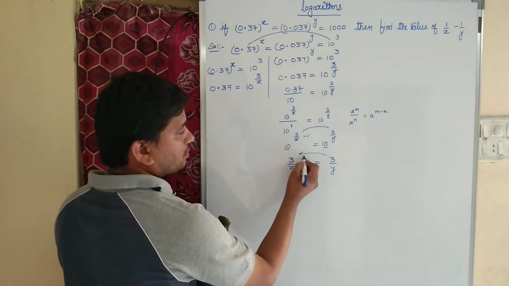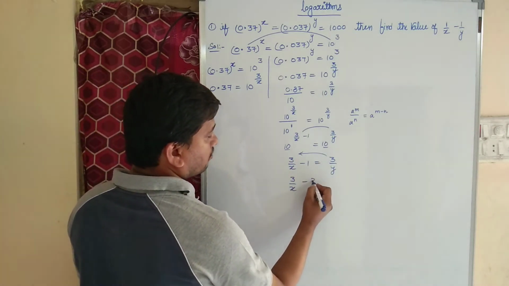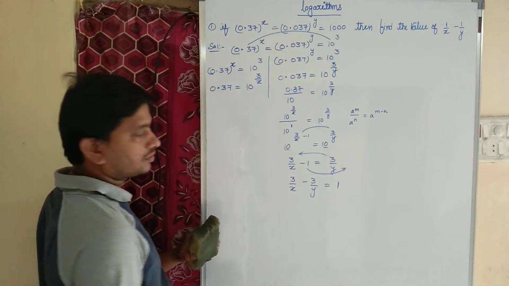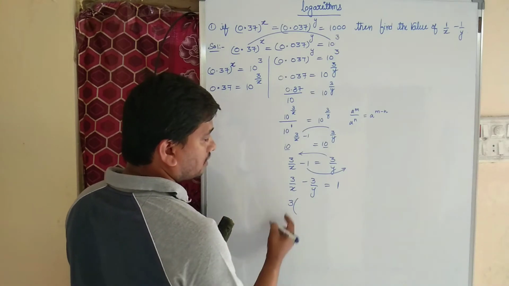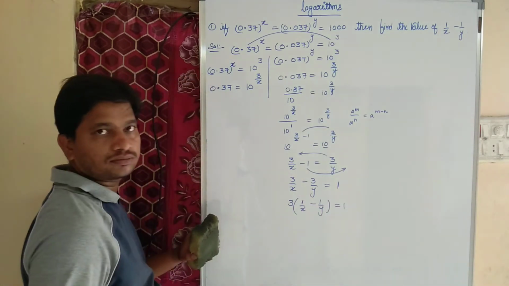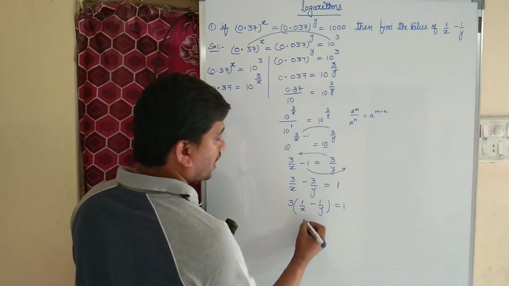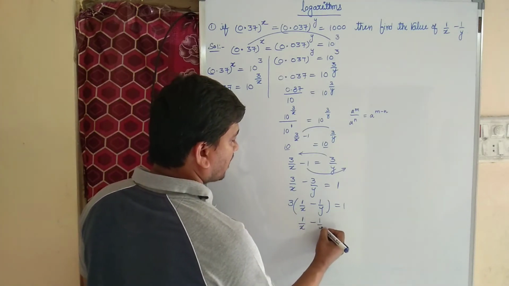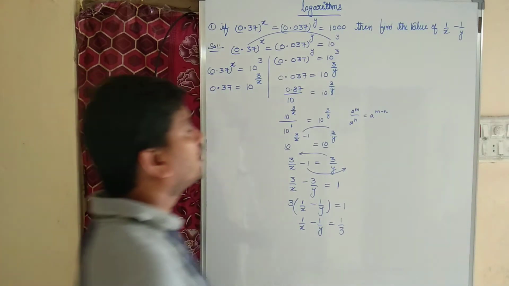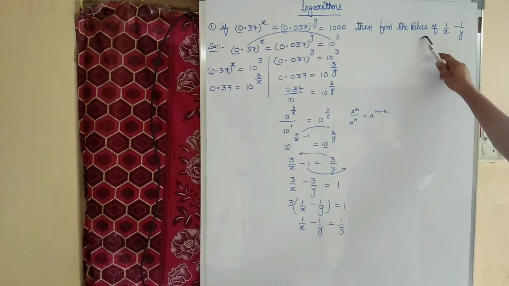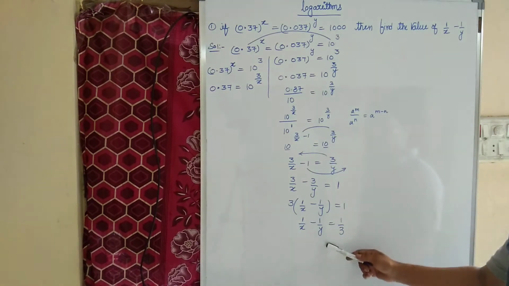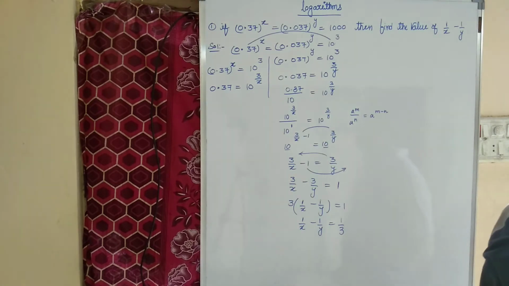So 3 by y you transpose, children. So 3 by x minus 3 by y minus 1 you transpose, this will become plus 1. Now I can take 3 as common. So 1 by x minus 1 by y equal to 1. As 3 is multiplying here, you transpose towards the right hand side. 1 by x minus 1 by y equal to 1 by 3. Actually children, what are they asking? They are asking to find the value of 1 by x minus 1 by y. So 1 by x minus 1 by y equal to how much? It is nothing but 1 by 3.